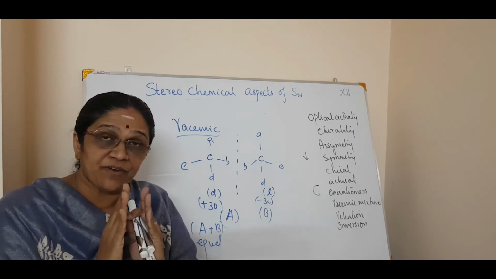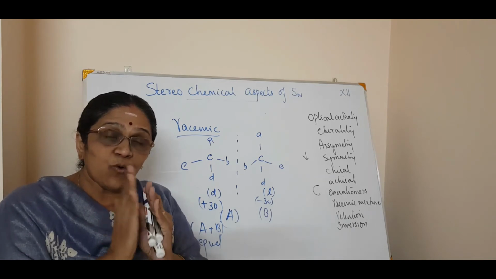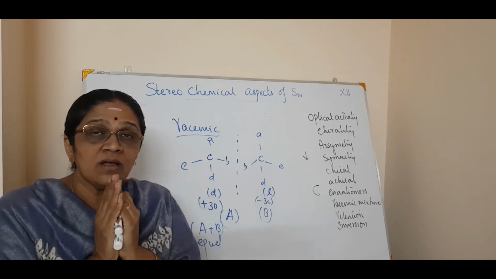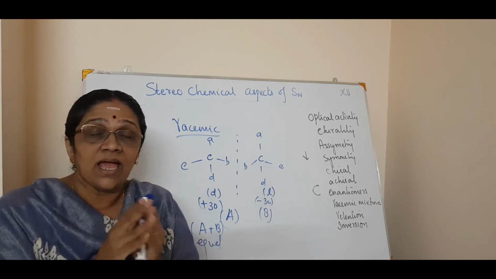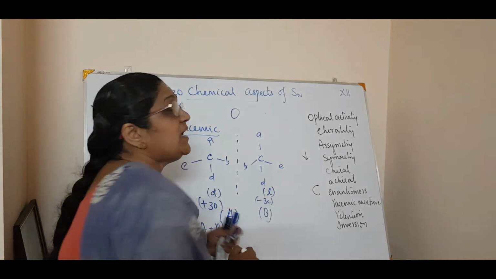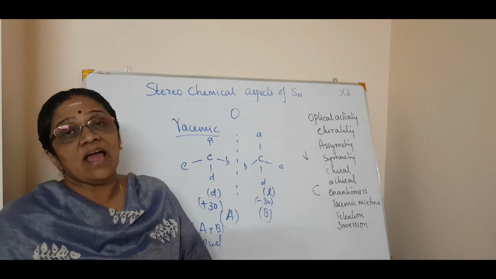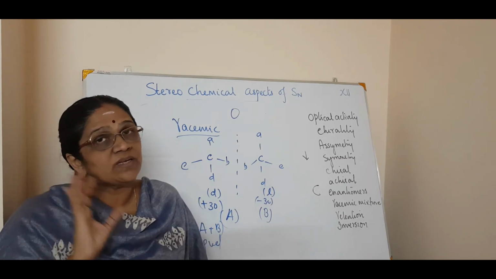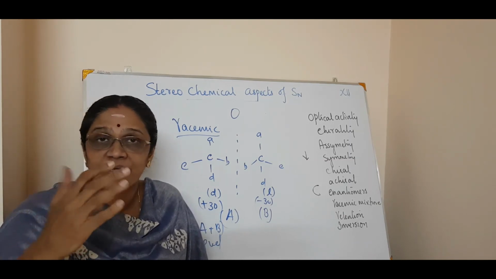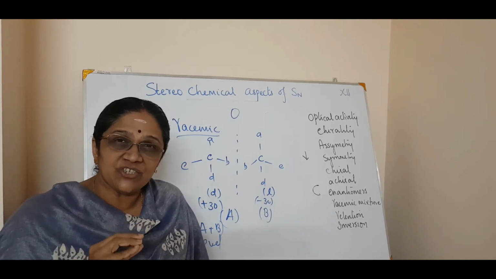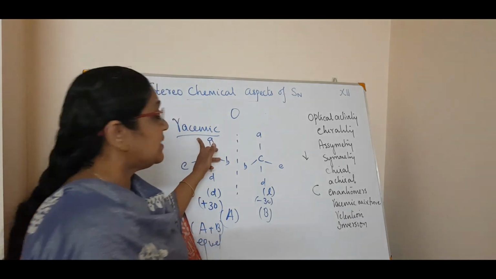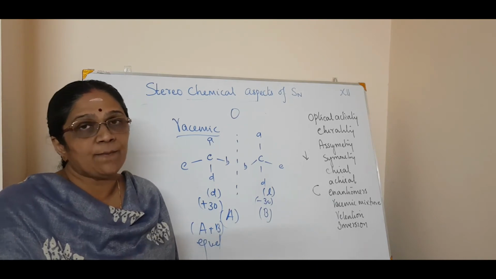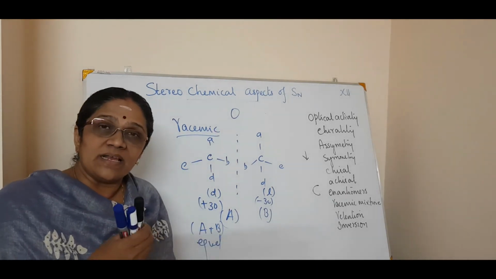The degree of rotation is different, yes, we agree. But if one is plus 30, the other is minus 30. So what will happen if you mix both? Plus and minus 30 cancel out, and the value of optical rotation will be 0. It won't show any optical activity. That type of mixture is called a racemic mixture or racemic modification.